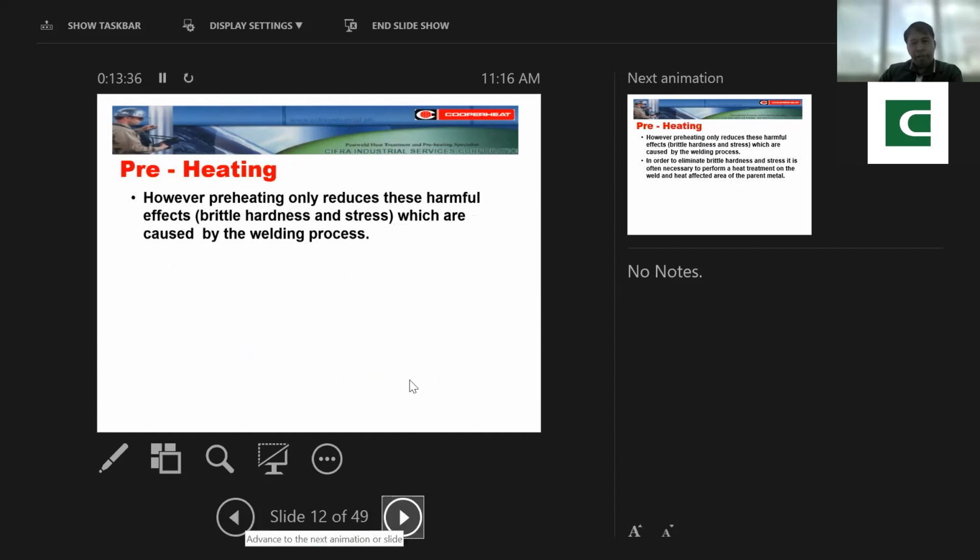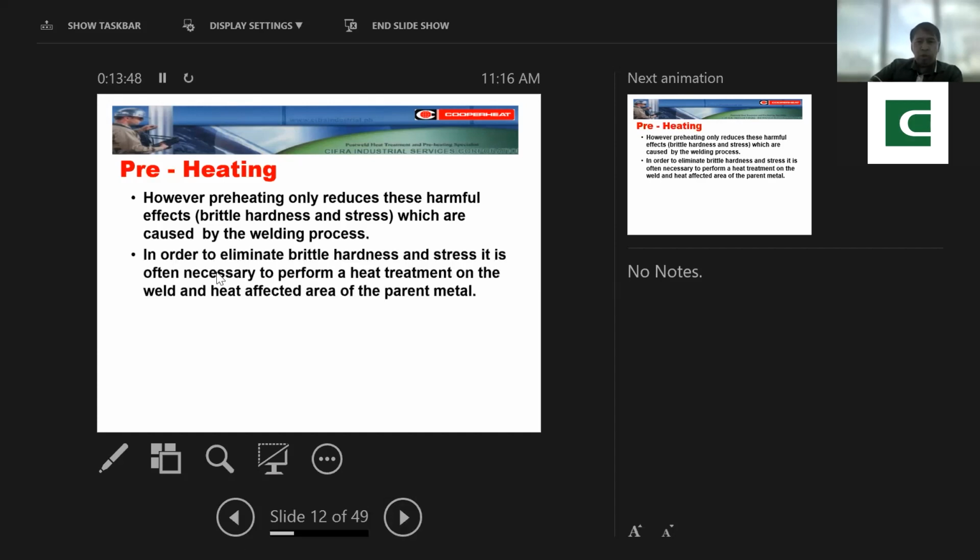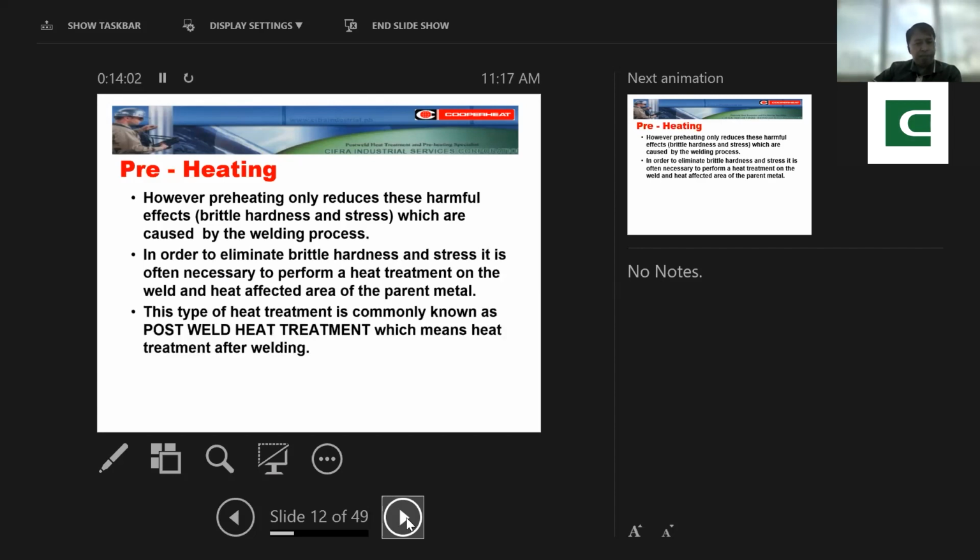So however, preheating only reduces the harmful effects such as brittleness and stress, which are caused by the welding process. To totally eliminate hardness and stress, it is often necessary to perform heat treatment. Ito yung sinasabi kong stress relieving or the post-weld heat treatment.